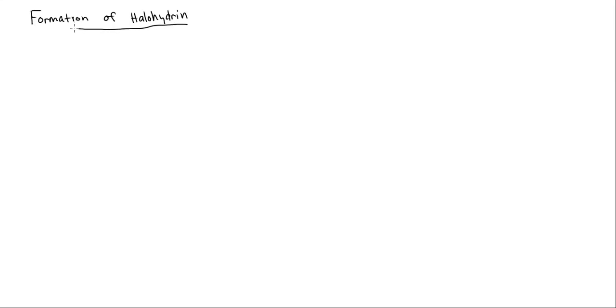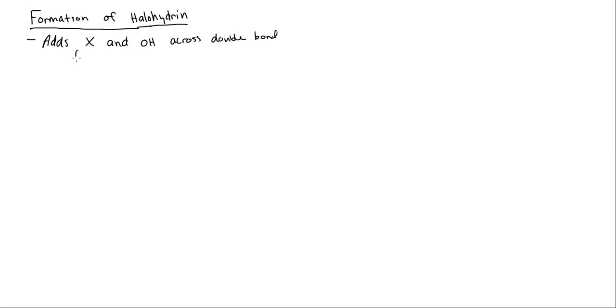So formation of halohydrin. Okay. So, in formation of halohydrin, again, this adds X and H2O, right? And I shouldn't say H2O. It adds X and it adds OH across the double bond, which we'll see what that means in a second.